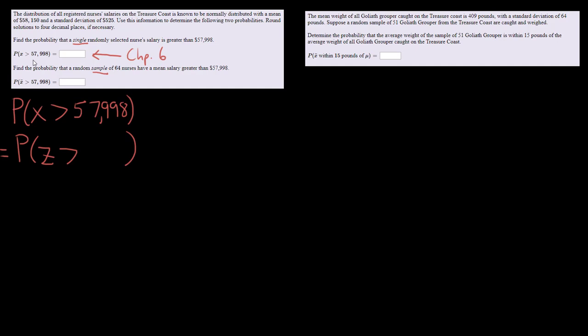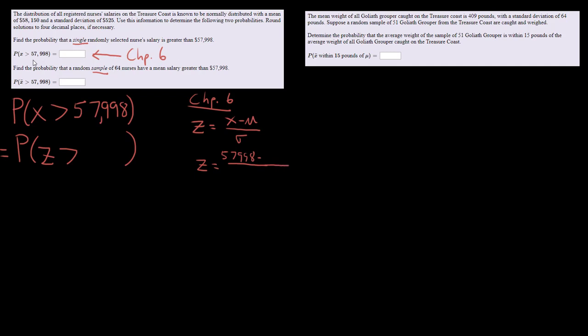Now, what's our Chapter 6 Z value formula? In Chapter 6, our Z value formula was Z equals X minus mu over sigma. Okay, that is, you take an observation, subtract off the mean, and divide by the standard deviation. So for this first problem, we're talking about the observation 57,998. We subtract off the mean, which is up here.